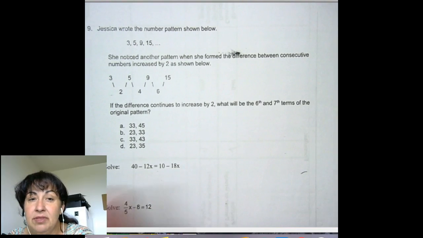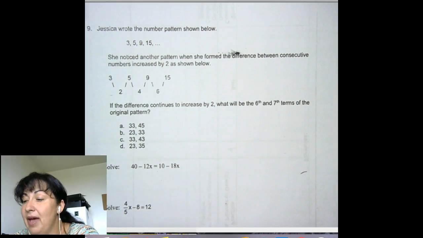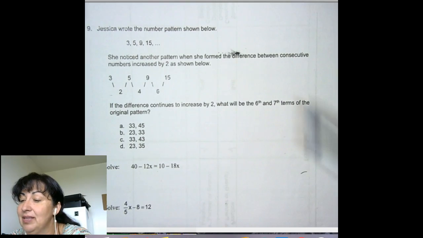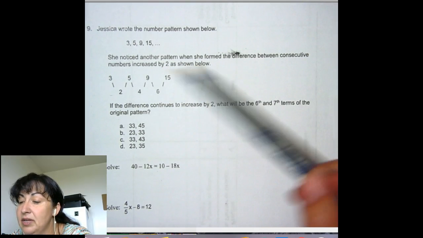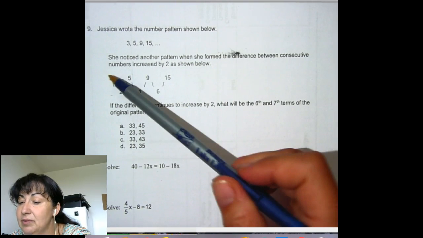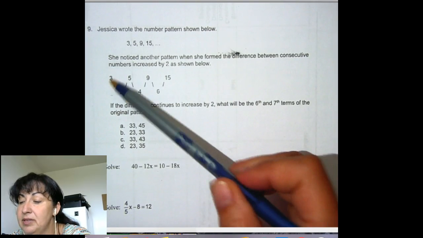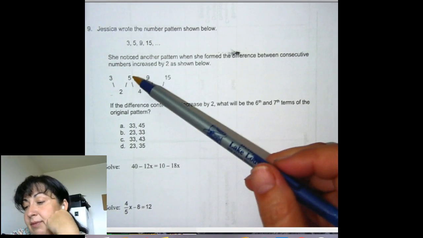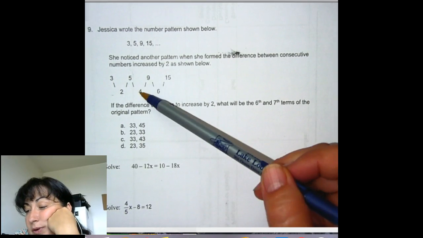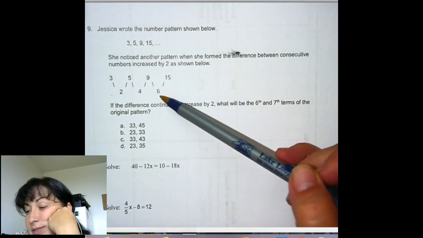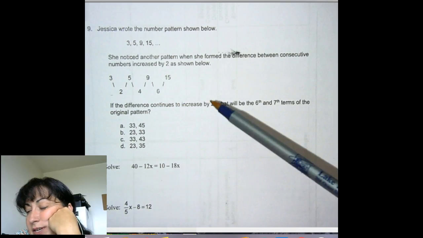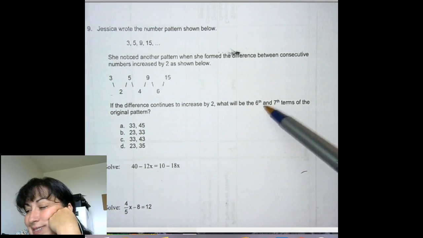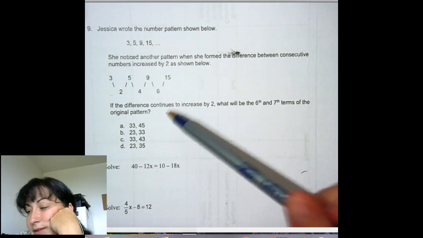Okay, Jessica wrote the number pattern below: 3, 5, 9, 15. She noticed another pattern when she formed the difference between consecutive numbers, which increased by 2 as shown below. So from 3 to 5, it was plus 2. And then from 5 to 9 is plus 4. And then from 9 to 15 is plus 6. If the difference continues to increase by 2, what will the 6th and 7th terms of the original pattern be?